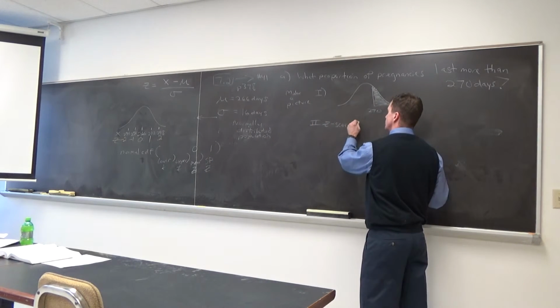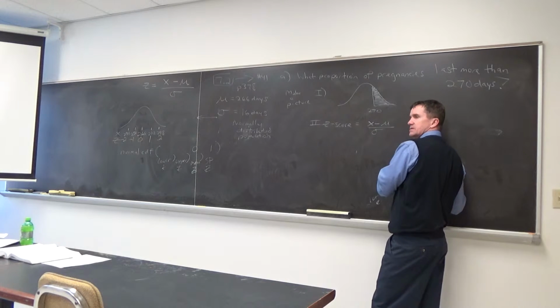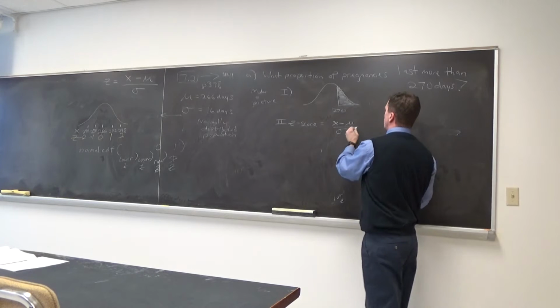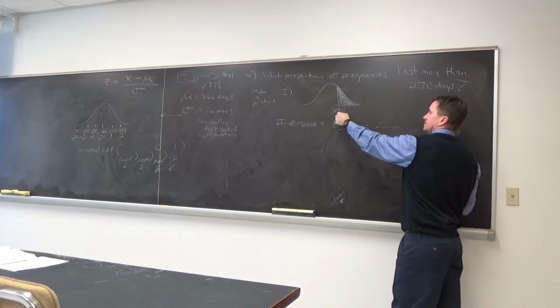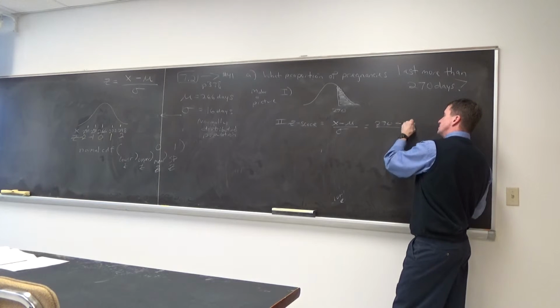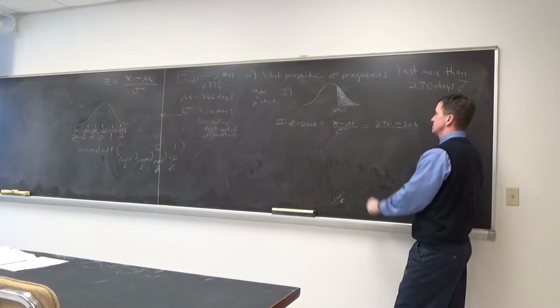So what's the z-score equal to? X minus mu over sigma. X minus mean over standard deviation. So I get, what's the x value? 270. What was the mean? 266. And then I have to divide by the standard deviation, which was 16.